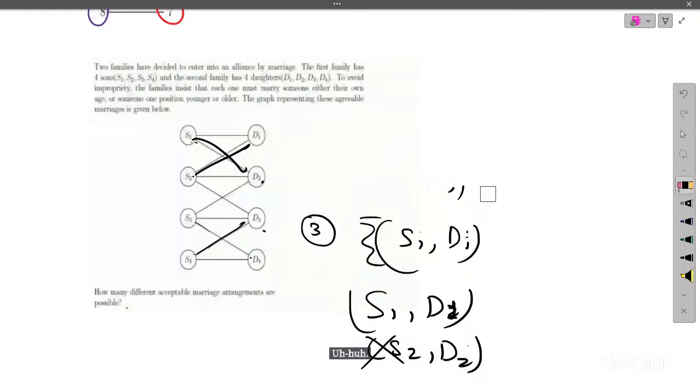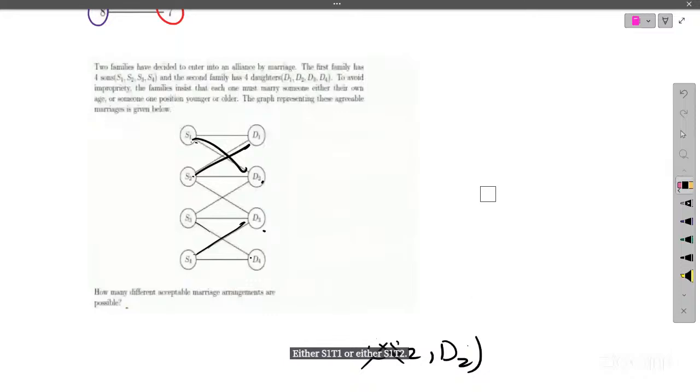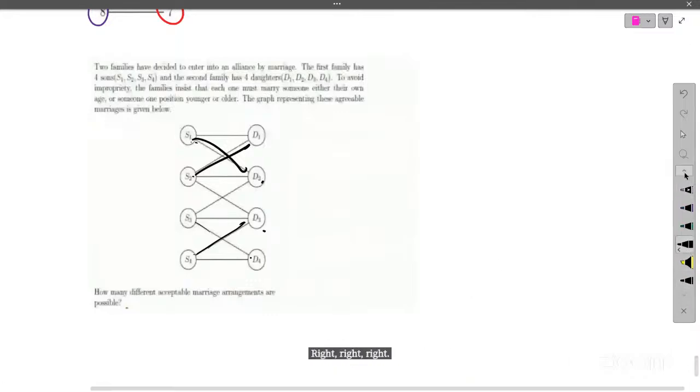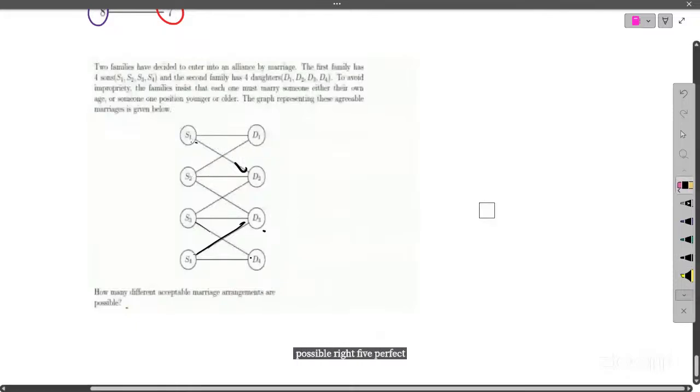Either S1 D1 or either S1 D2. Ma'am, in that case, there are 5 perfect matches possible, right? 5 perfect matches are there. Perfect match is only one? No, there will be 5. There are 5.